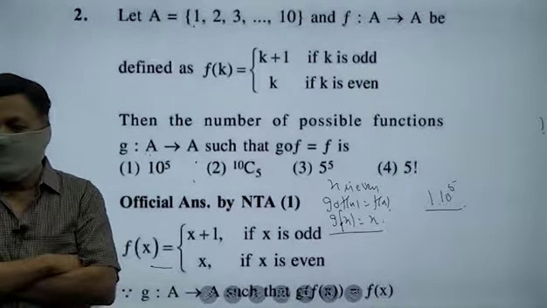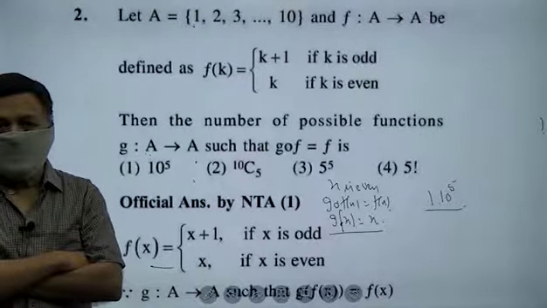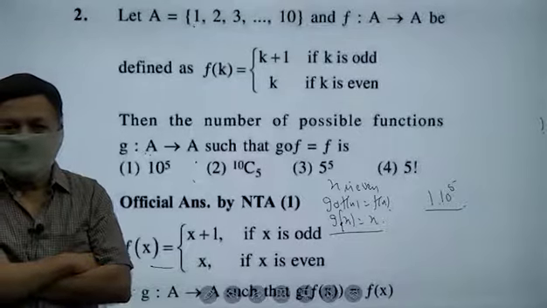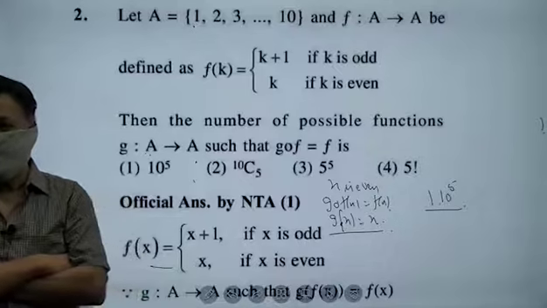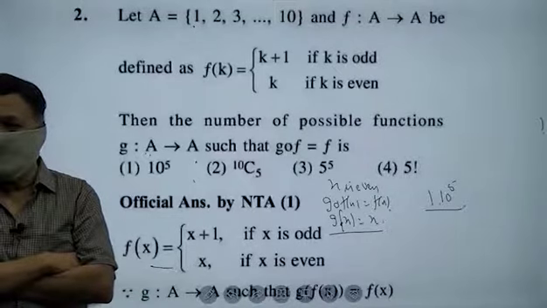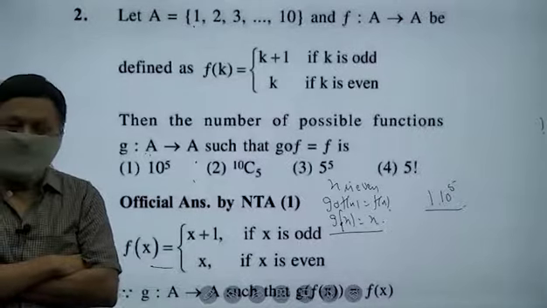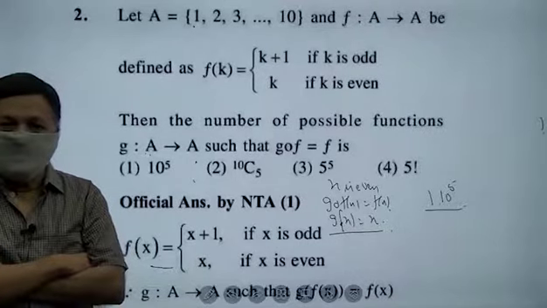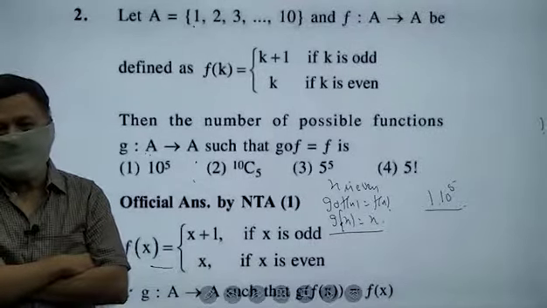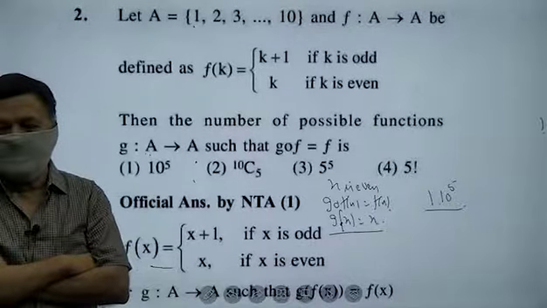The range of g is always even. If x is even, g of x must be x. If x is even, g of x is equal to x. If x is odd, g of x can take any of the 10 values.